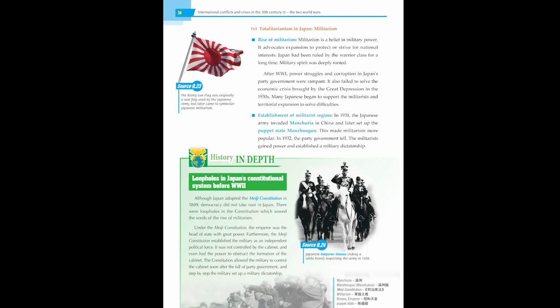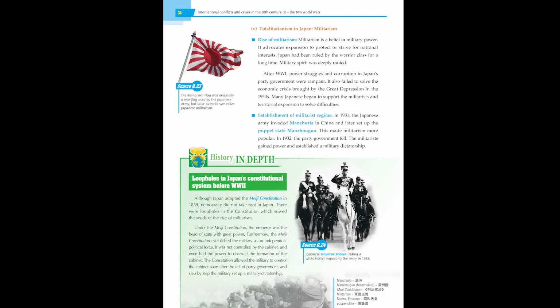Establishment of militarist regime. In 1931, the Japanese army invaded Manchuria in China and later set up the puppet state Manchukuo. This made militarism more popular. In 1932, the party government fell. The militarists gained power and established a military dictatorship.